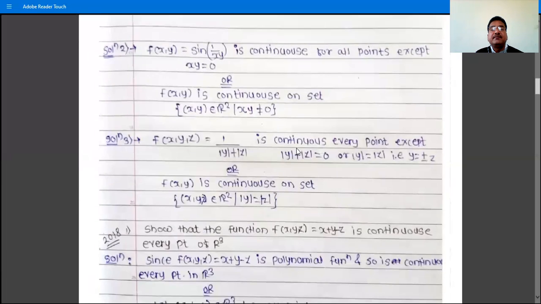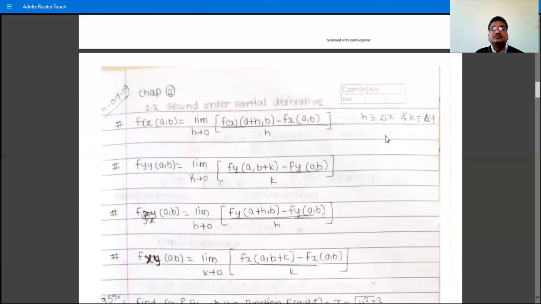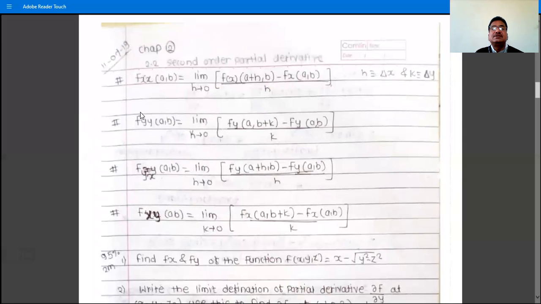Simultaneously with the limit. So this is the second order partial derivative fxx, that is, del square f by del x square. This is del square f by del x square. So what is it? Limit h tends to 0 of f suffix x at a plus h, b minus fx at a, b, divided by h.